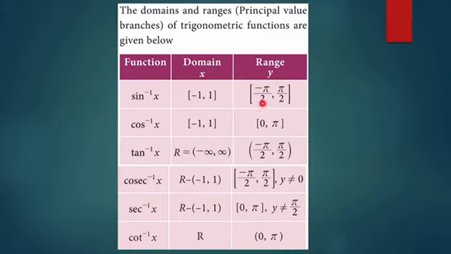For sine, it is minus pi by 2 to pi by 2. So, for cosecant also, it is minus pi by 2 comma pi by 2, where y is not equal to 0, because when taking the reciprocal the denominator should not be equal to 0. Here, cos x, its range is 0 to pi. So, secant inverse x also, the range is 0 and pi. For cot inverse, okay, tan inverse is minus pi by 2 comma pi by 2. For cot inverse, its range is 0 and pi.